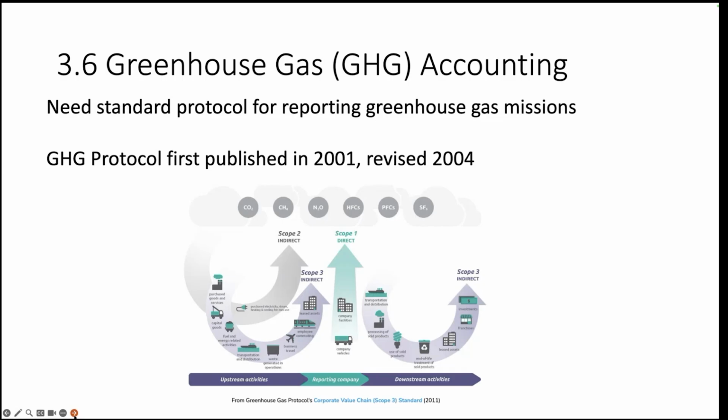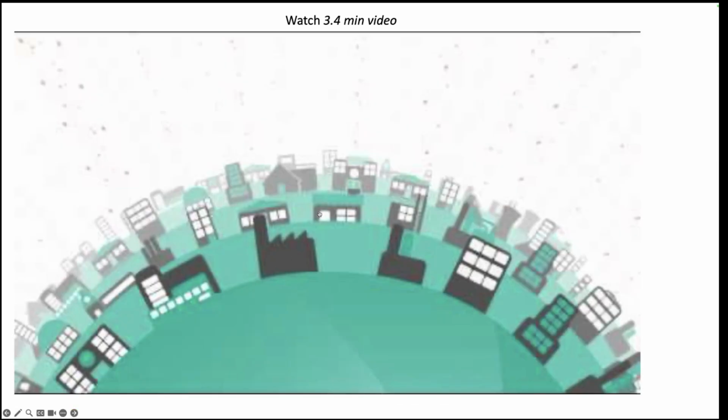And then your book goes into greenhouse gas accounting. And this is something that is out there. So the Greenhouse Gas Protocol was first published in 2001, was revised in 2004. And it also looks at the greenhouse gases and the upstream activities versus the downstream activities. Let's see, watch this video.